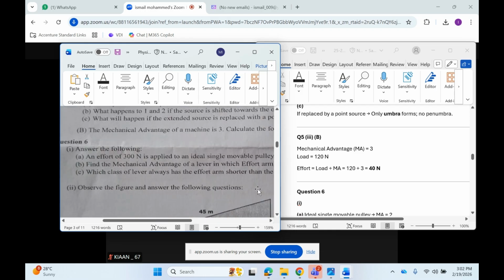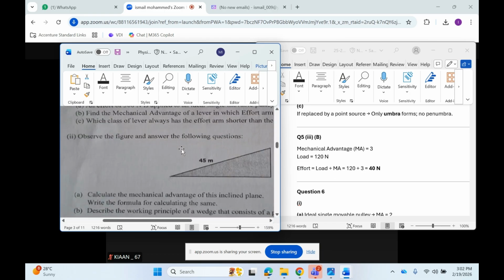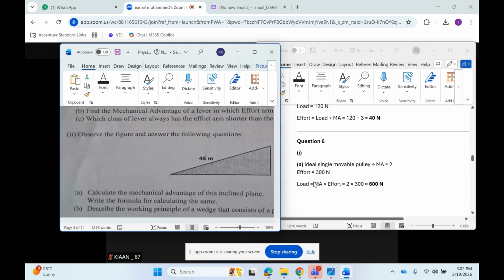Here the mechanical advantage is 3 and the load is 120 newtons. Effort is load divided by mechanical advantage, which is 120 by 3, so 40 newtons. You should practice this kind of problem also.